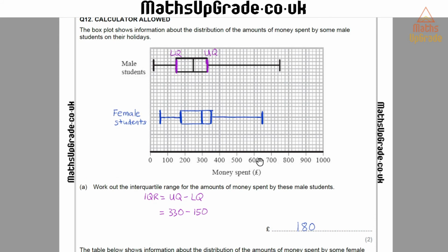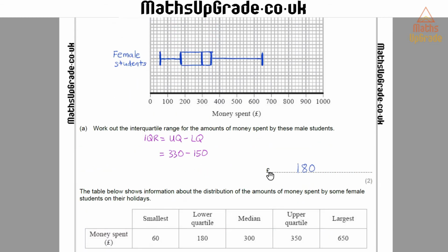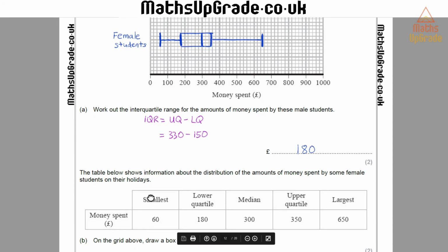The next thing I need to do is draw a box plot for information given in this table. This is the amount of money spent by some female students. So I'm told the smallest is £60, so that will be the minimum value there. The greatest is 650, so that's the greatest value there. I'm told the lower quartile, median and upper quartile, so I'll just plot those in the central part there and join them with a box and draw the whiskers.